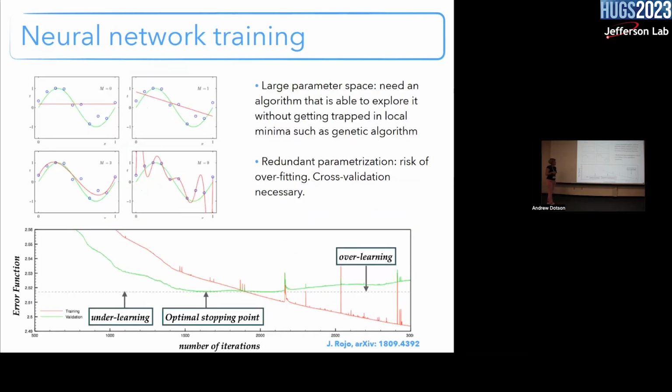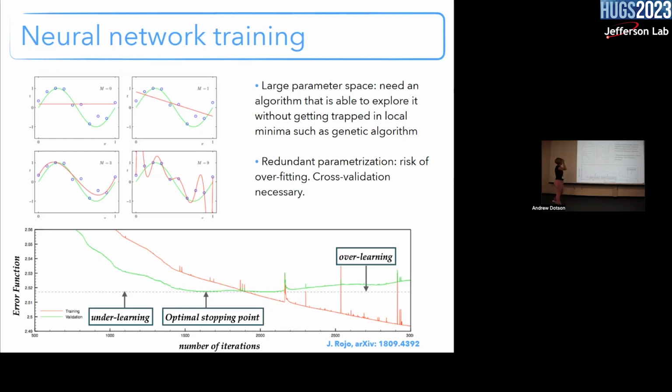So the only problem here, which is not a small issue because it gave us a lot of headache, is that when you have such a large parameter space, you need some algorithm that is able to explore it without getting trapped in a local minimum. So that's something which is highly non-trivial. And also, when you have a redundant parameterization, you risk overfitting.